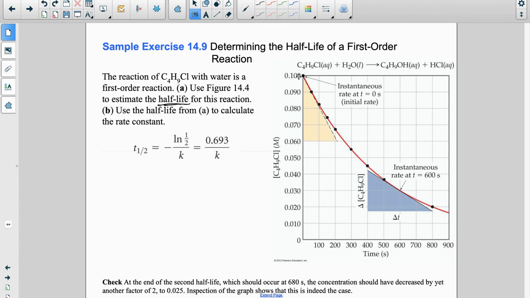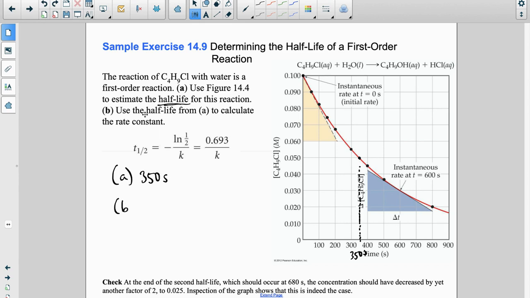So from 0.1 down to, I would say 0.05 is right here. You can estimate how much time that is. That looks like it's about 350 seconds. So I would say that A is 350 seconds.